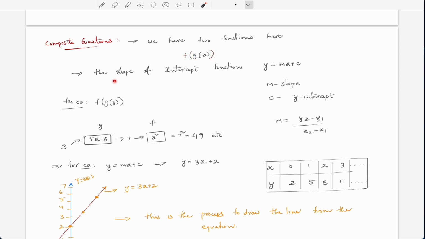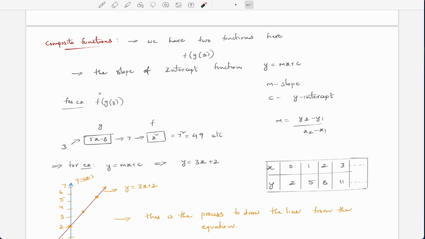So the slope-intercept function is y equals mx plus c, as we discussed in our previous lecture, where we drew the line with y equals mx plus c. Here m is the slope and c is the y intercept. We also have a formula in differentiation: y2 minus y1 divided by x2 minus x1, so we simply find those values. As of now, just leave it. I'm going to cover it later, and I'm going to give a better example here.